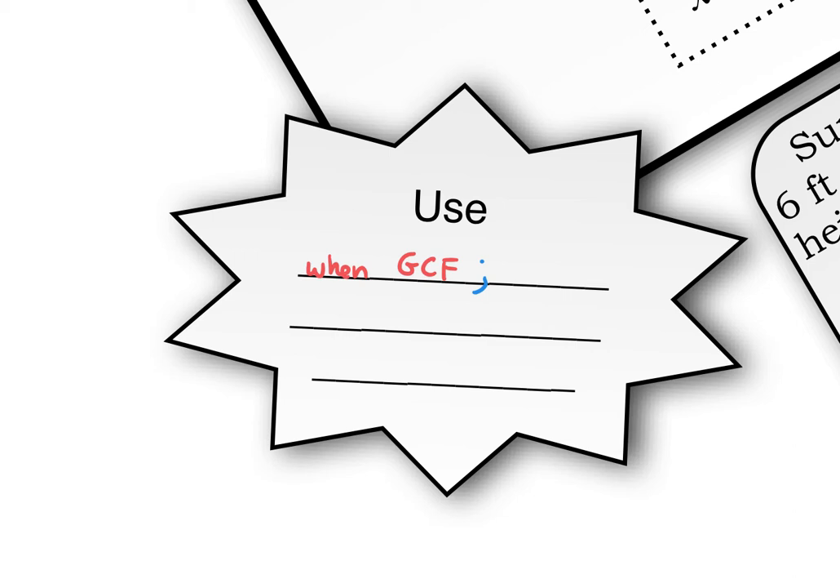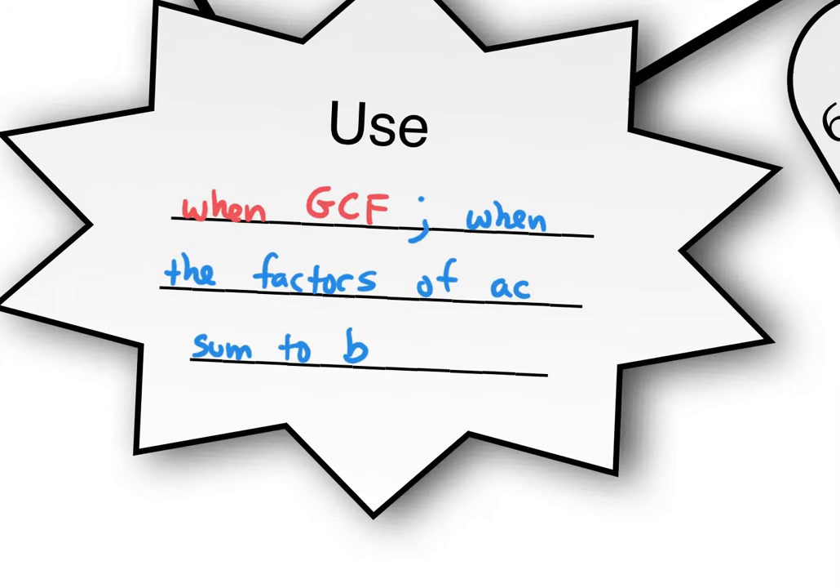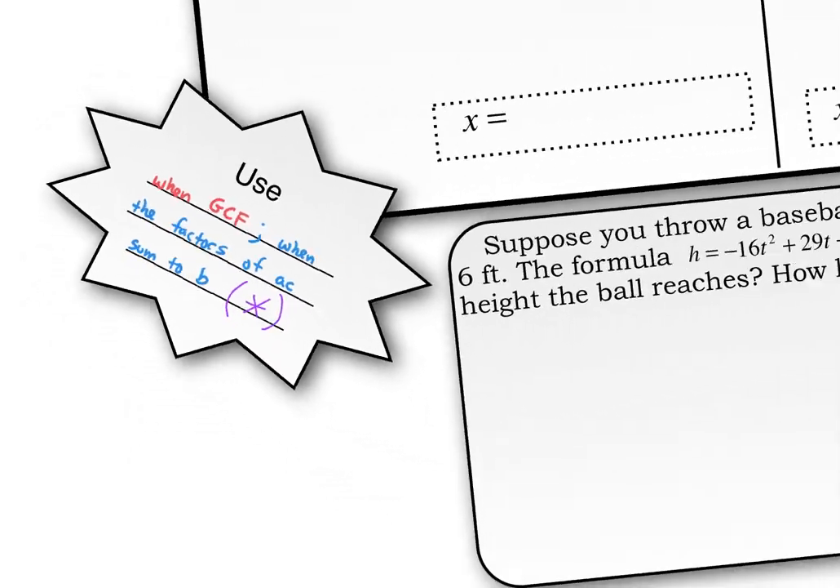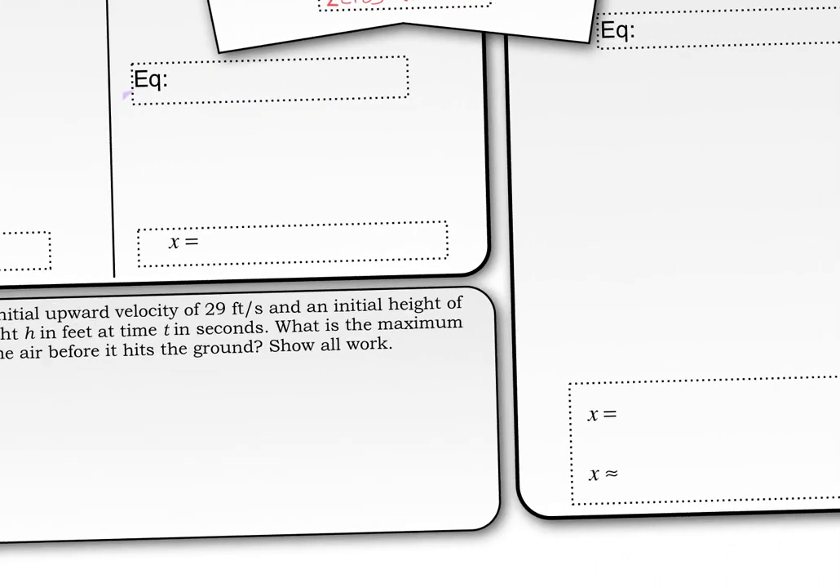The other component is when the factors of AC sum to B. What do you mean by that? Well, remember Snowflake. That's what I mean by that. If Snowflake works, then you can solve this one by factoring.